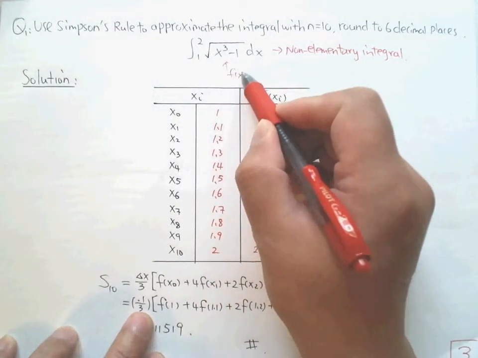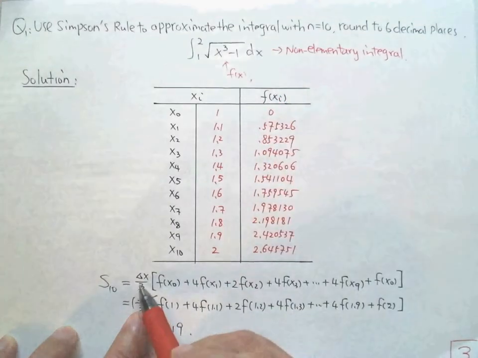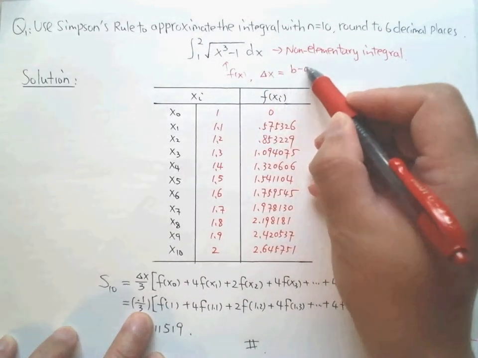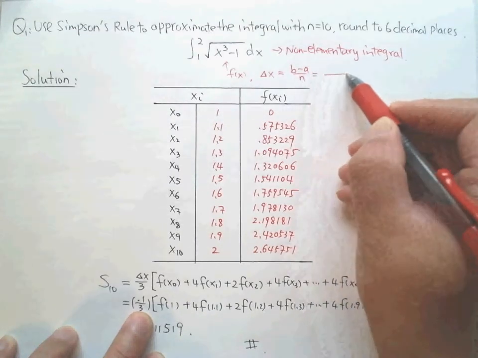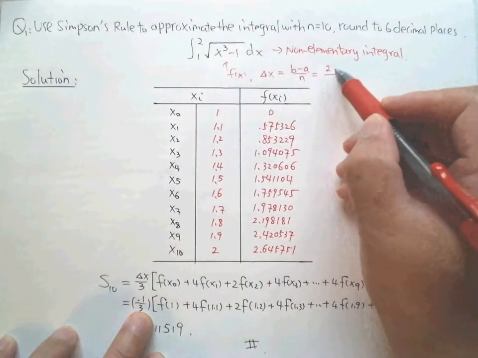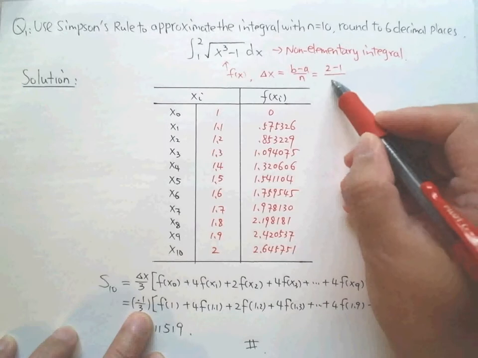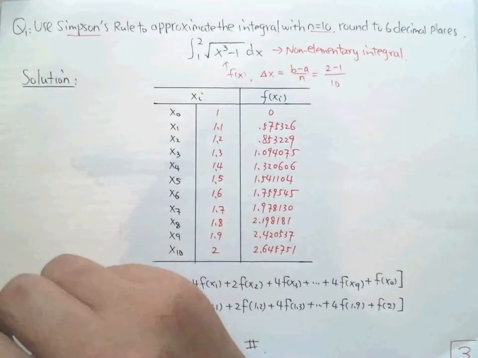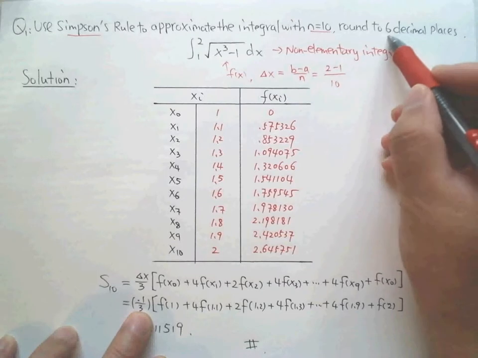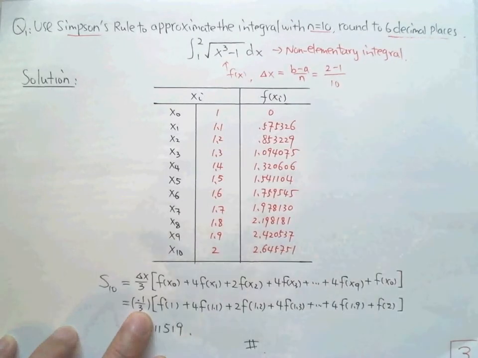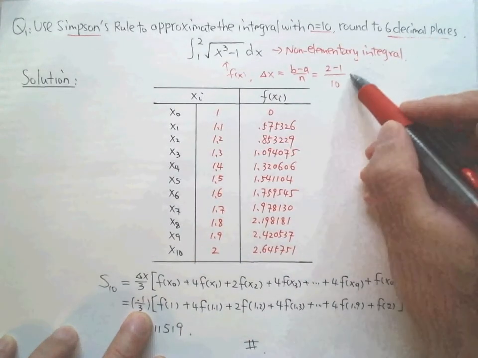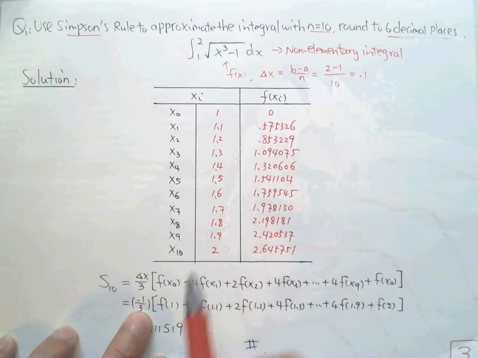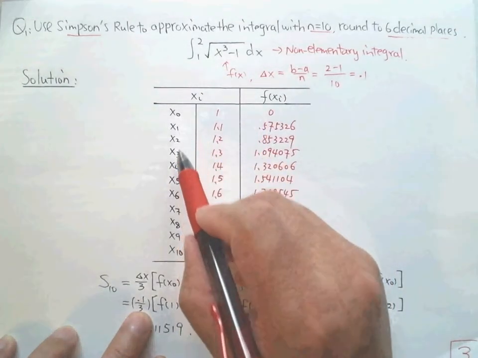So first here is f, right? This is f(x). What is delta x? We know delta x equals (b minus a) over n. Here b is 2, a is 1, and n is 10. So if the question asks you for 10, use Simpson's method, and be sure later you round it to six decimals, okay? We do the calculation, and here it's 0.1, so you get delta x.